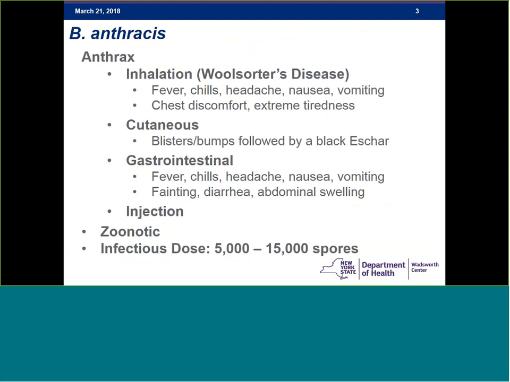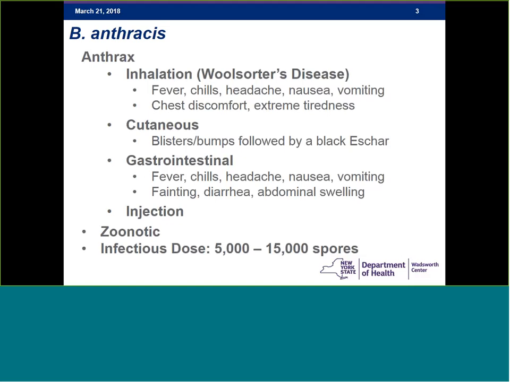Bacillus anthracis is a zoonotic organism that is most commonly associated with animals such as cattle, sheep, and goats that come into contact with soil contaminated with Bacillus anthracis spores. Human anthrax infection is a result of direct contact with the spores and can cause 4 different types of illness based on the route of infection: inhalation, cutaneous, GI, and injection. Anthrax is not contagious from person to person.